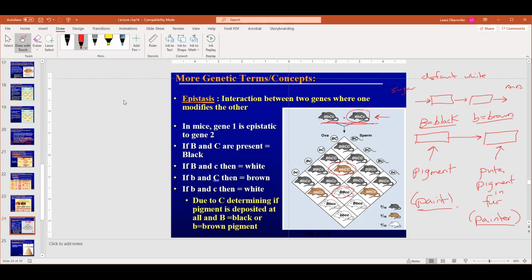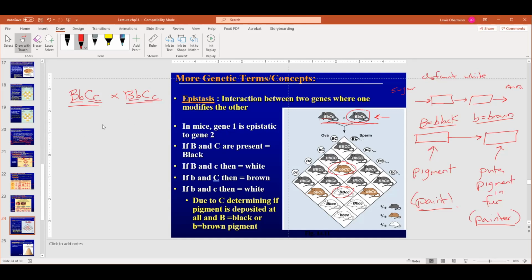So these mice have one allele for black, one for brown, which is represented here, and C is the painter. So if you have a big C, you have a painter. Little c is no painter. And we're going to cross that to another mouse with the exact same thing. So what is this cross called? Surprise question. It's dihybrid. It has both traits and 2 different genes.